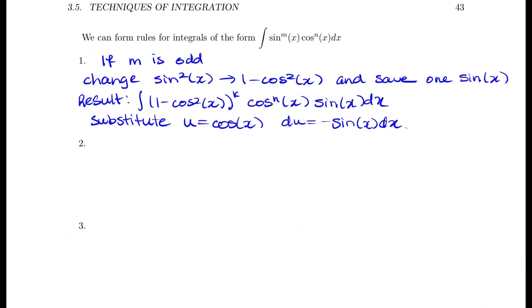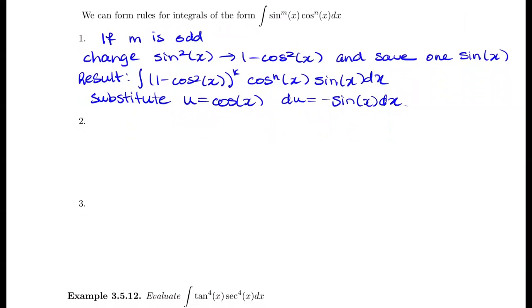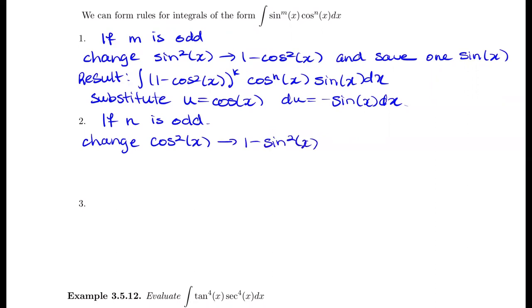The second rule is, now instead of having m being odd, let's see what happens if n is odd. Then we would have to change the cos squared of x to 1 minus sine squared of x, and we would have to save 1 cosine this time.